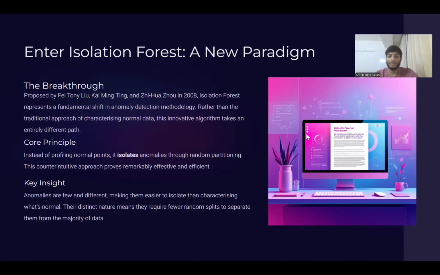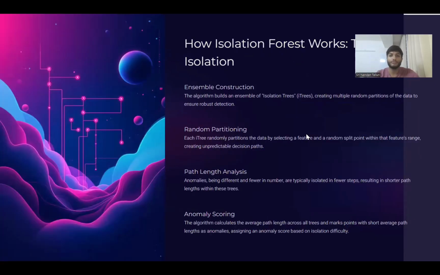The key idea is based on a simple observation. Anomalies are both rare and different from normal data points. Because of this, they can be separated more quickly when we randomly split the data. This approach is very different from traditional techniques, and surprisingly, it works extremely well in practice. Now let's move to slide 5.